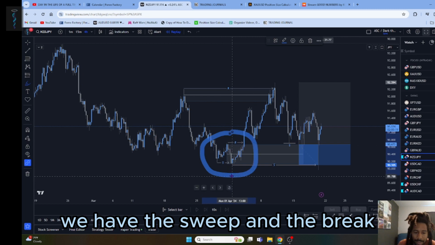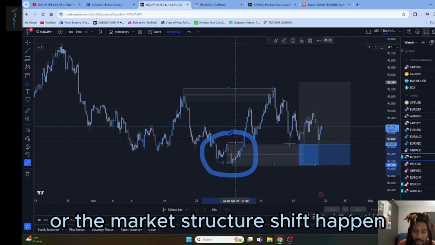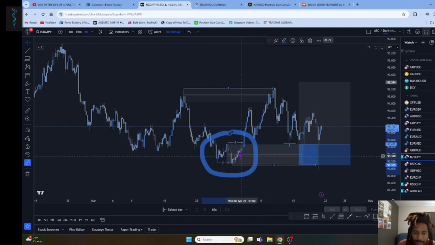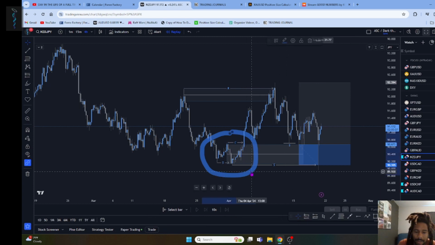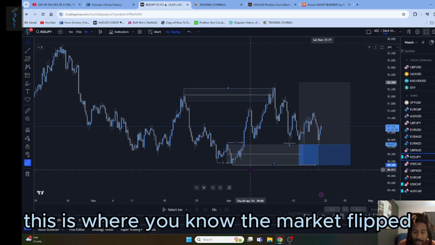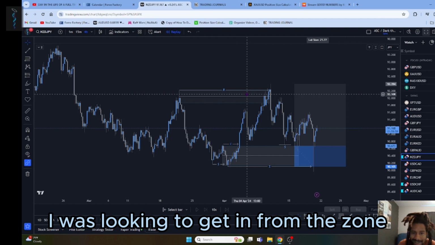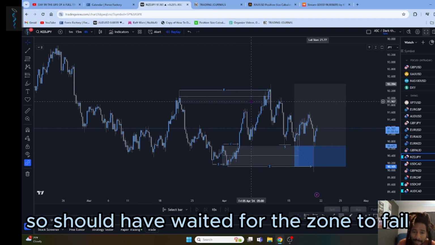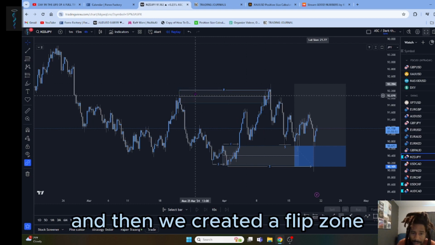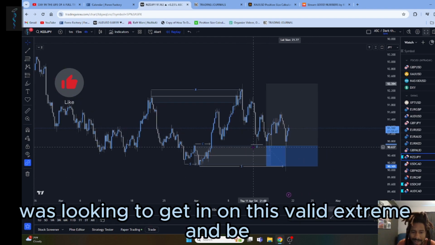We had the sweep and the break, and this is where the whole change of character, or the market structure shift, happened. So if I change this to a change of character, this is where the market flipped. Then, remember, I think this was about 2 weeks ago, I was looking to get in from the zone, which was silly because the market shifted here, so I should have waited for the zone to fail, and then we created a flip zone.